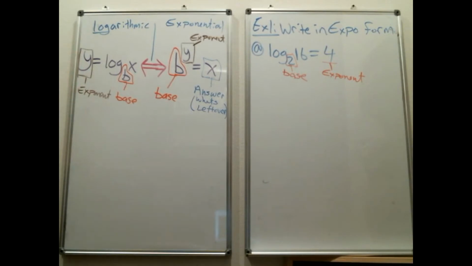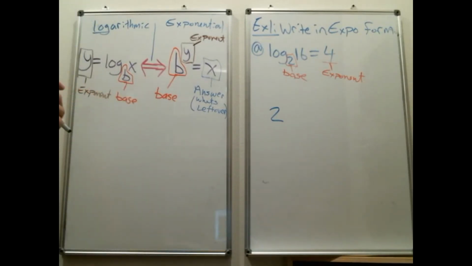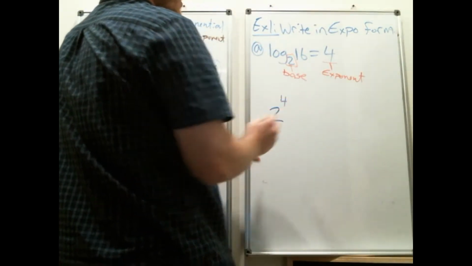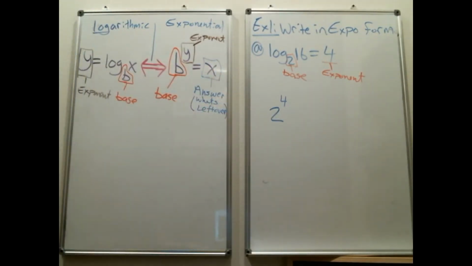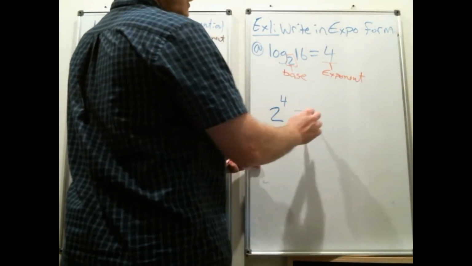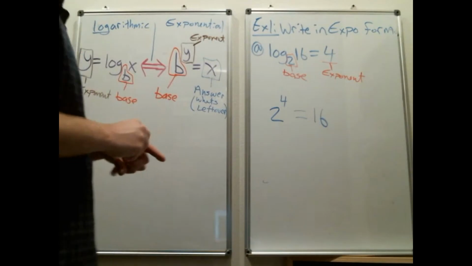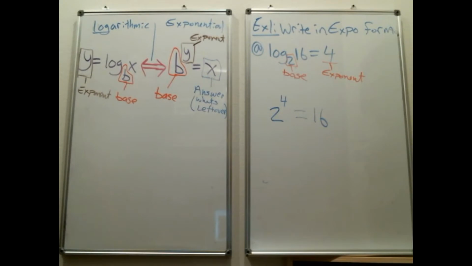So watch me. I look at this logarithmic function and I say, okay, what's my base? My base is 2, so let's write 2. Then what's my exponent? My exponent is what's all by itself on the other side of the equal sign, 4. So I know that in exponential form, my base is 2 and my exponent is 4. And then that's equal to what's left over. 16 is what's left over. And now ask yourself, does 2 to the 4th equal 16? And it does. That's how you convert them.